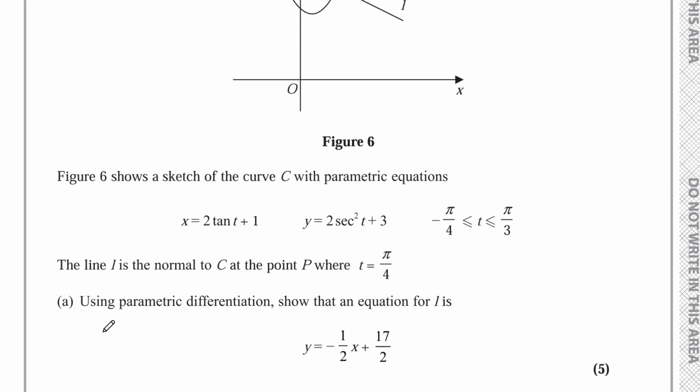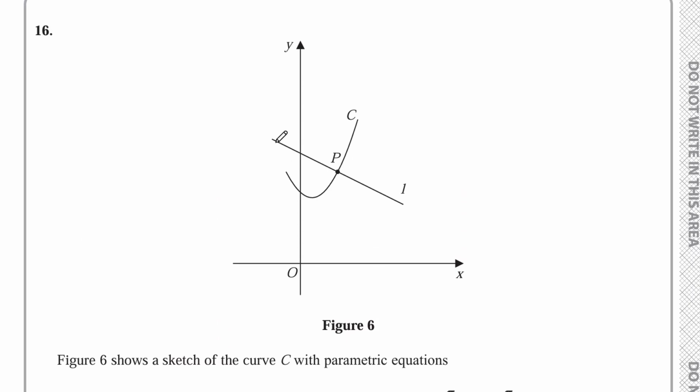So the point P is this here, and the line L is a normal to C at this point P, okay? And for part A, we need to use parametric differentiation to show that an equation for L is this here for 5 marks. So we need to find an equation for this line L. Now, if you remember the formula for the equation of a straight line, it's y minus y1 is equal to m(x minus x1). In order to use this formula, we need two things. We need the gradient of the line, which is m, and we need a point on the line, which is (x1, y1), okay? Let's start with the gradient for this line L.